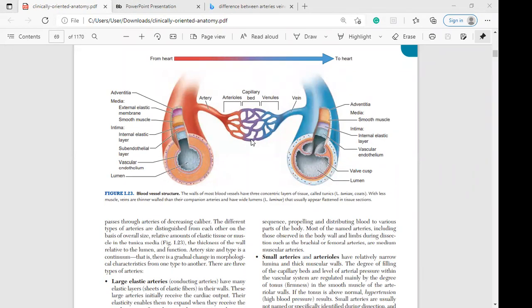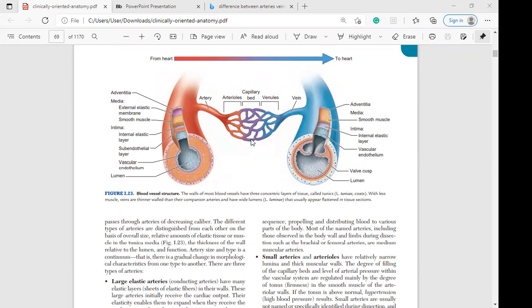So it is important that the endothelium is protected, because the endothelium, we said, are epithelial cells. And because they are epithelial cells, they must be protected. That is why we have all of these other layers, the adventitia, preventing injury to the endothelium.